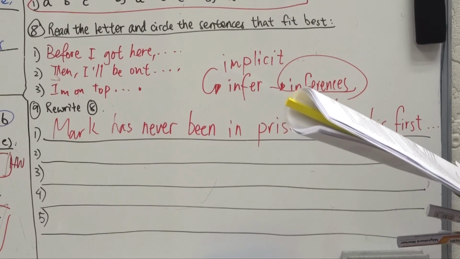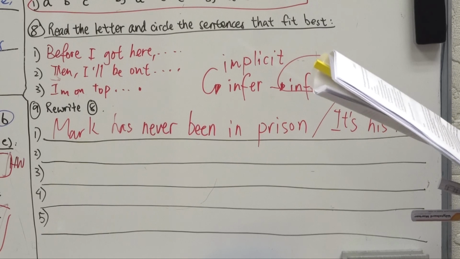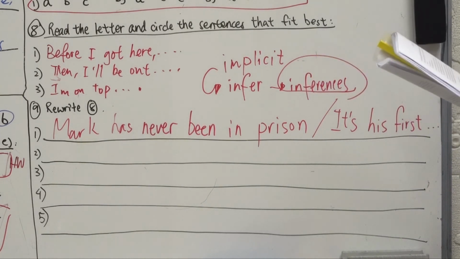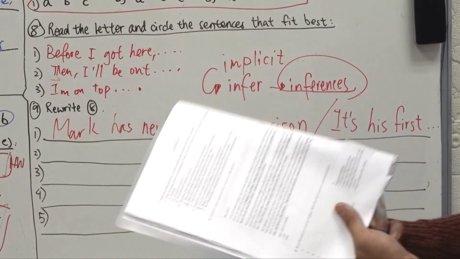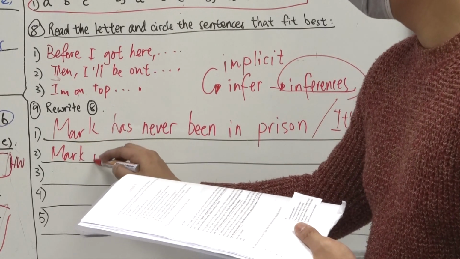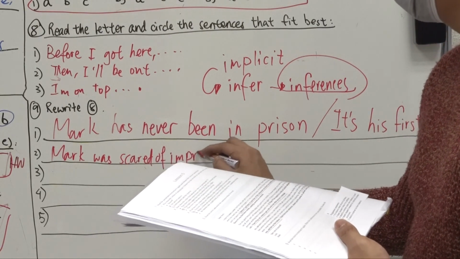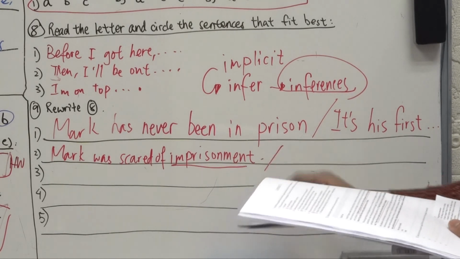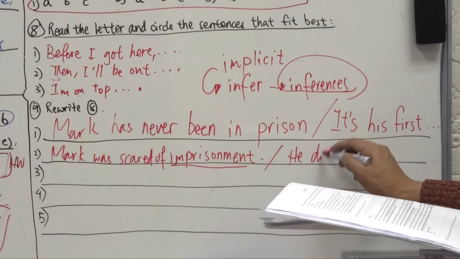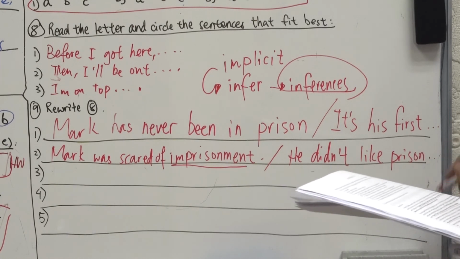All right, so what else can we say in paragraph 1? At least I know how bad it is. Before I got here, it was fear of the unknown. All right, what do you think? Right, you can say Mark was scared. And we learned this word, imprisonment, of being in prison, right? Or we can say he didn't like prison. And many, many more, right?